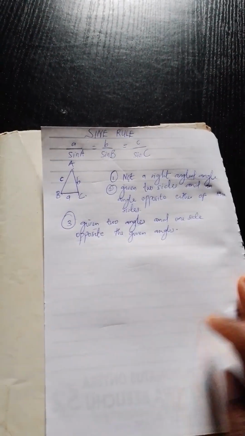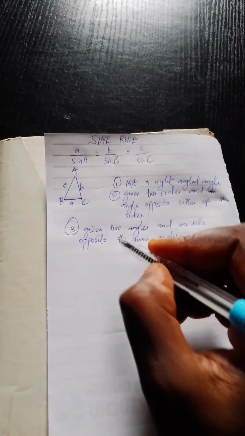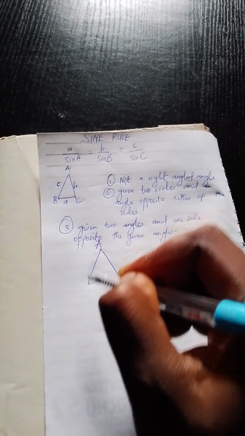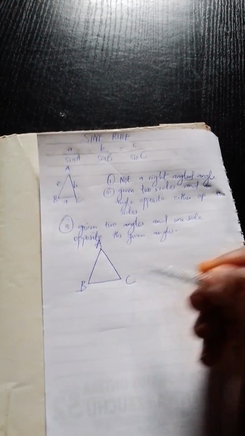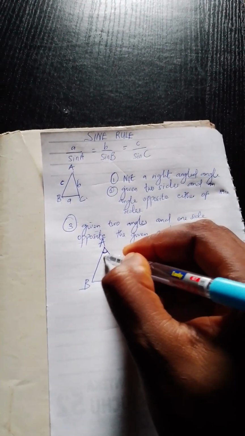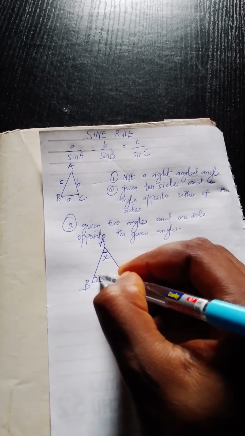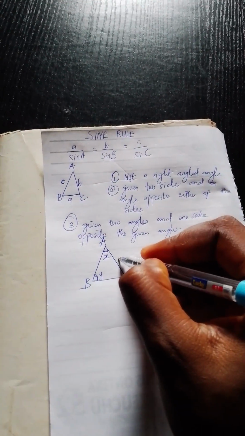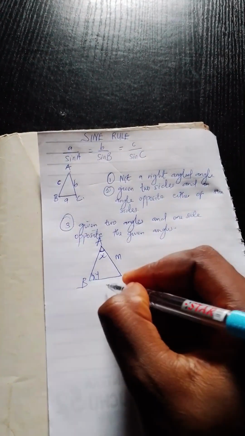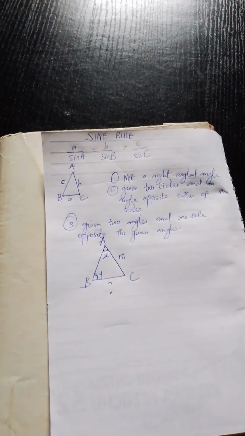Now let me make this explanation clearer. This is a triangle, right? And this is my angle A, my angle B, and my angle C. So let's assume that for this triangle, I am given here to be X and given here to be Y. And I'm also given that this side is M. So when I am given this and I'm asked to find what is here, I can make use of sine rule.